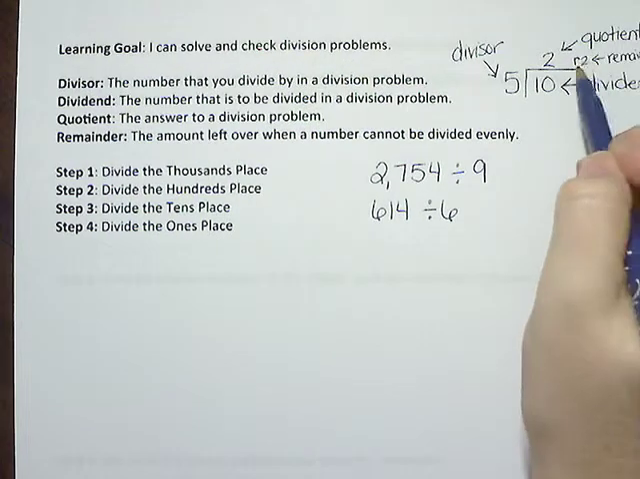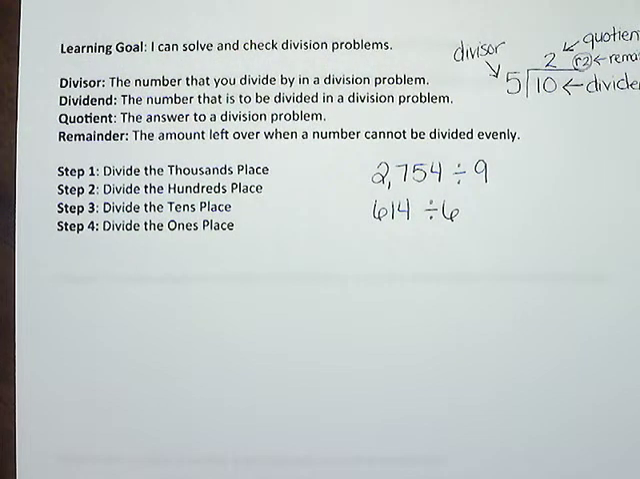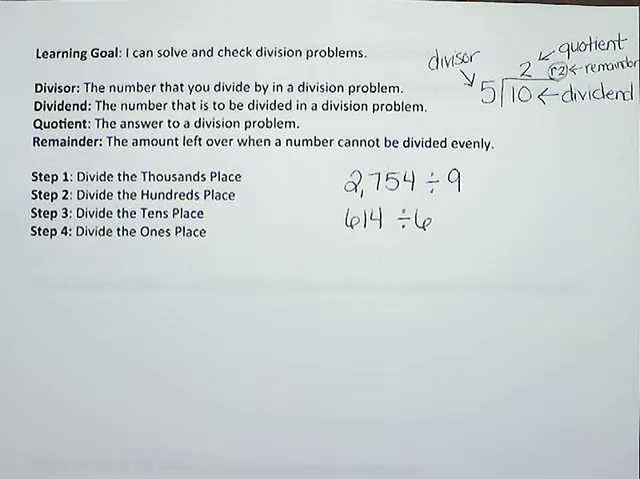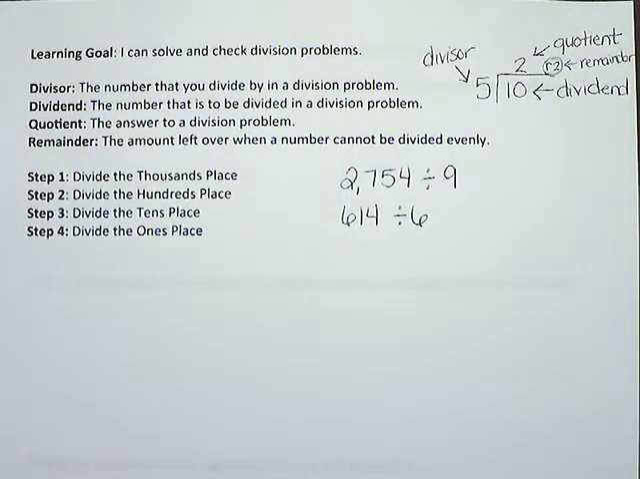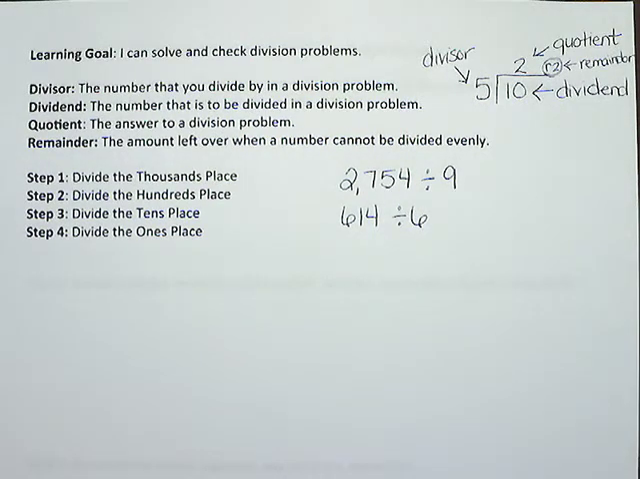This one is not really the remainder in this problem, but that's where you would see it in a division problem. It would be next to the quotient, and you would have just an R next to it so that people know what the remainder is and that it's part of the quotient. So today we're going to go through the steps of how to solve a division problem and how to check it. And so I have two different problems here that we are going to do.